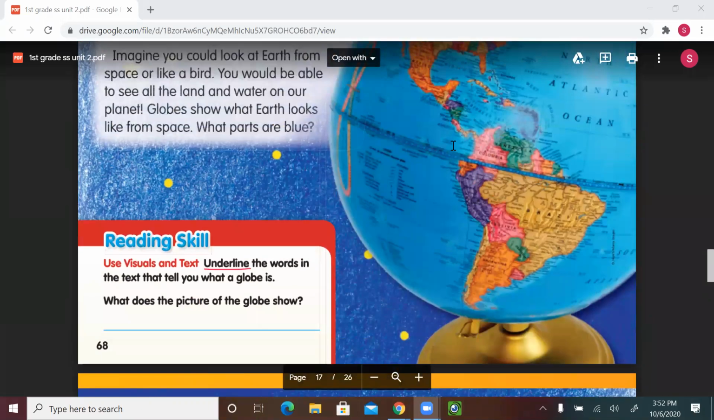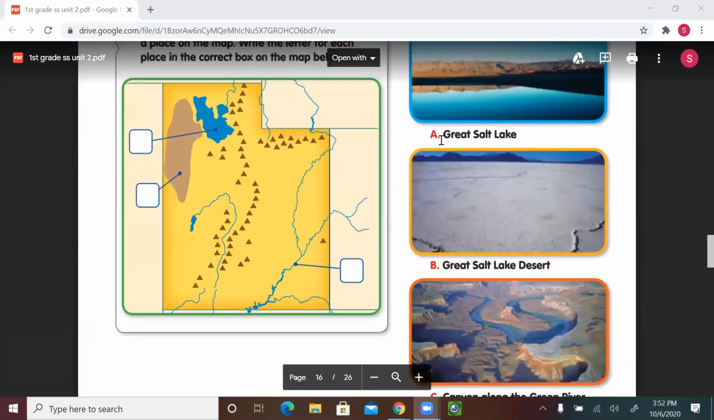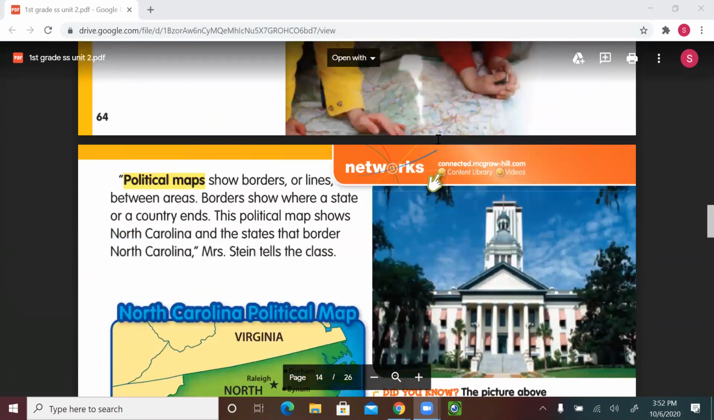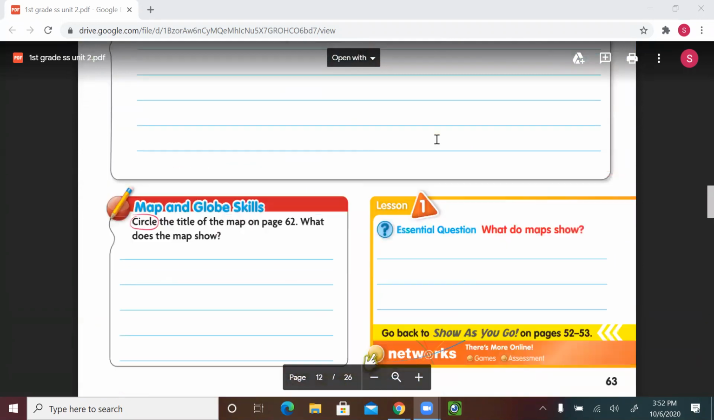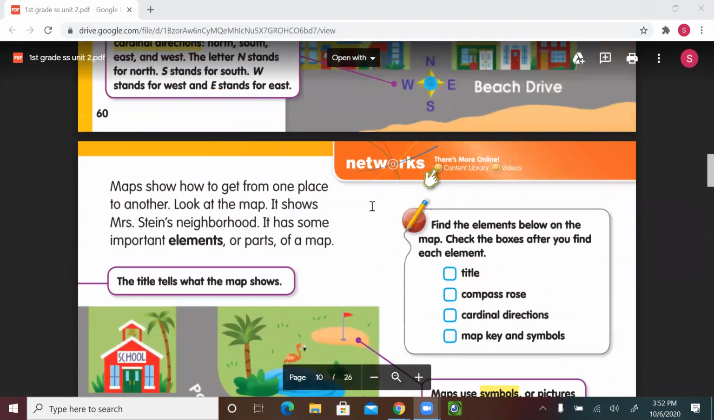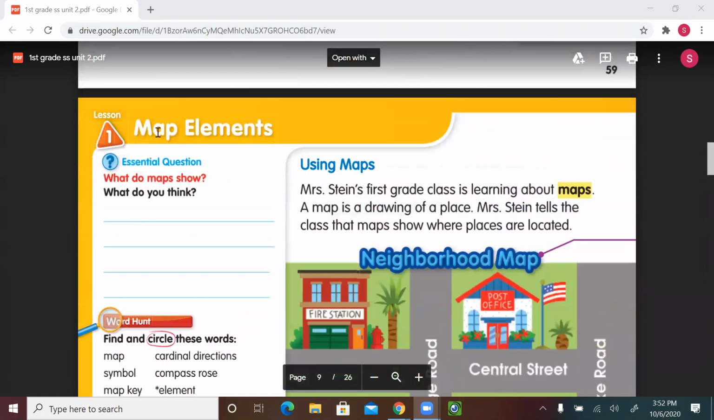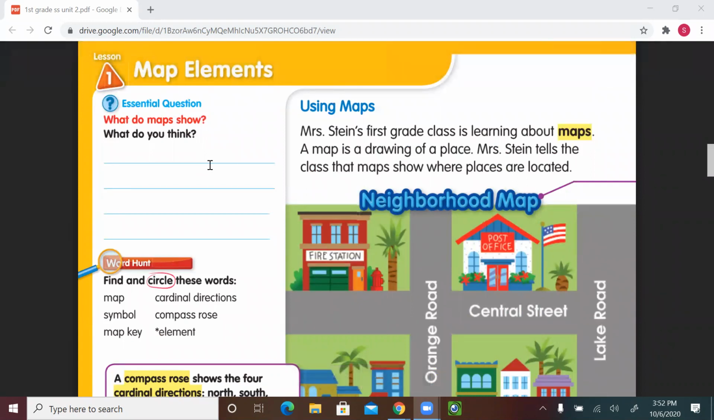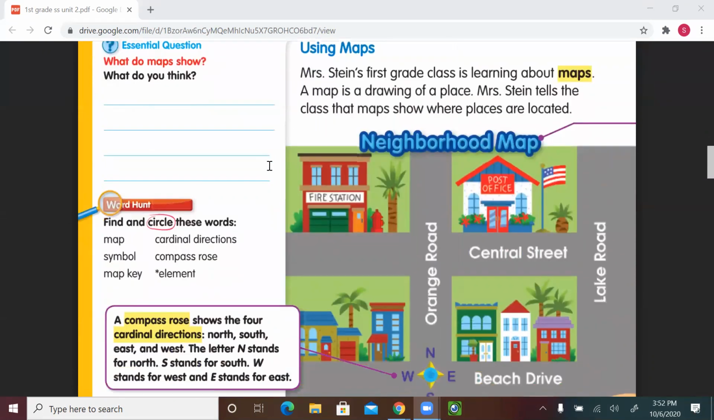Okay, so that was the end of lesson 2, learning about maps and globes, and also cardinal directions, map key elements, and how maps are helpful, and what globes help us to do or to find out.